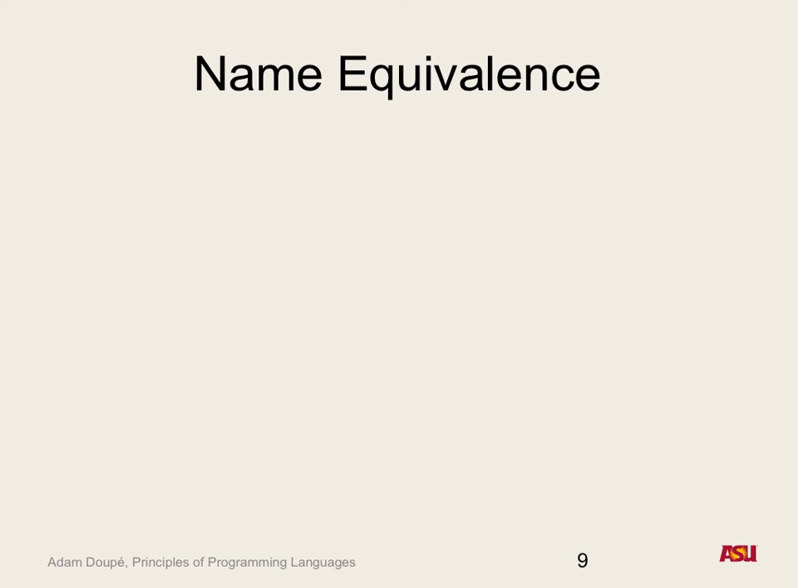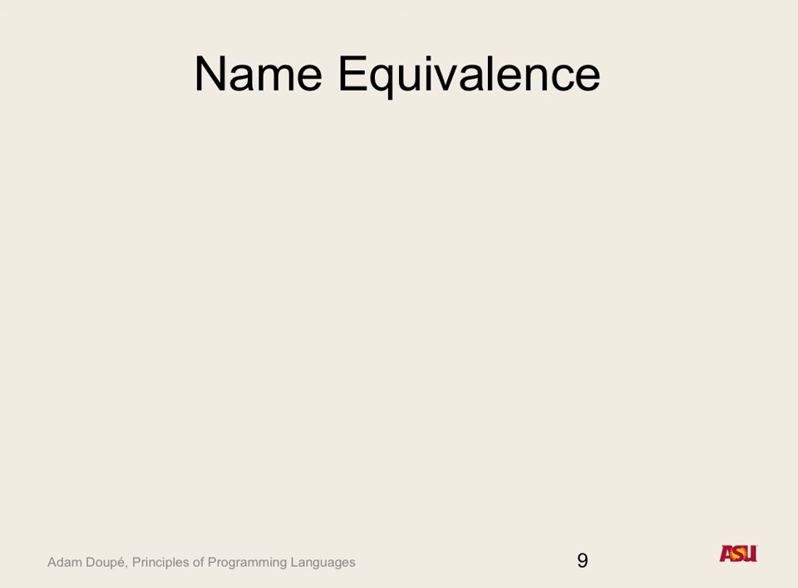So the first one is name equivalence. You can think of it as the most strict form of type compatibility. Just from the name alone, what do you think this goes by? The operator only works if all operands have the same name associated with the type. Yes, the same name associated with the type.